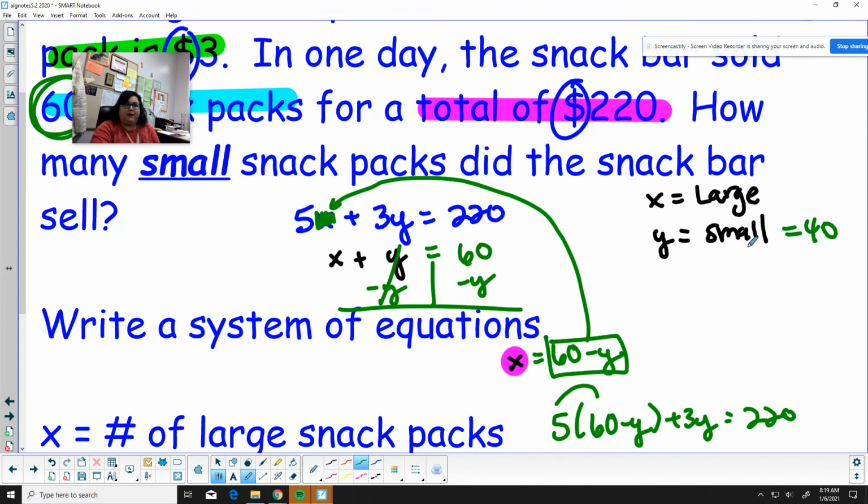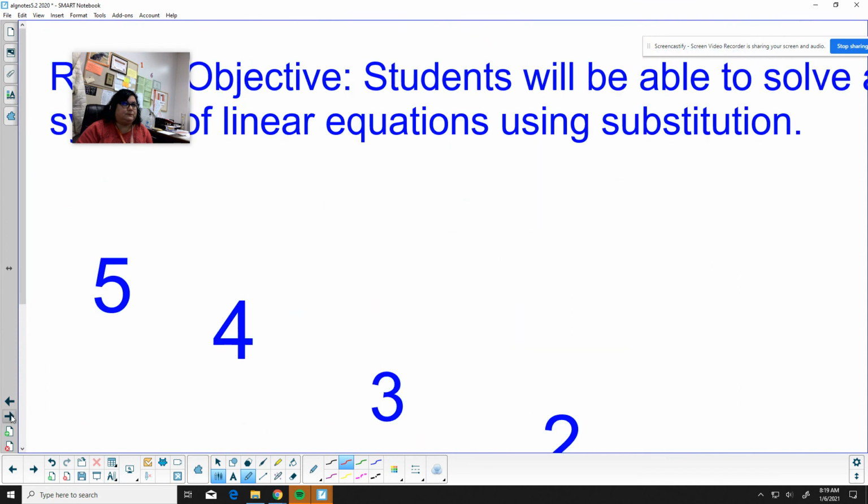So I can use my original equation, or this one here, and I take the 40 and put it back in there for y. So this would be x equals 60 minus 40. So x is 20. So it looks like they sold 20 large and 40 small. And I figured that out by writing the equations and then using substitution. And honestly, I would probably use elimination on this one once we learn that. But that's the way you do substitution on that one.